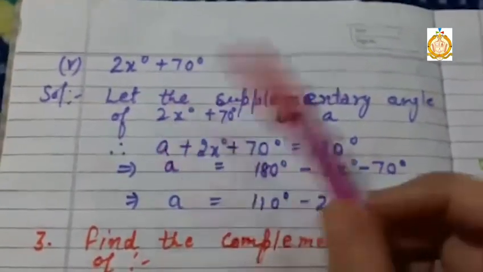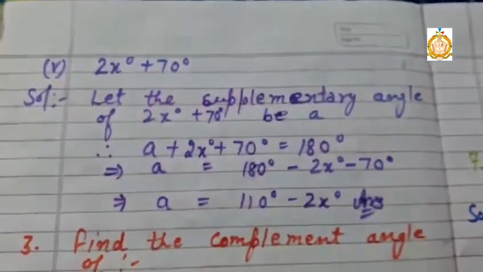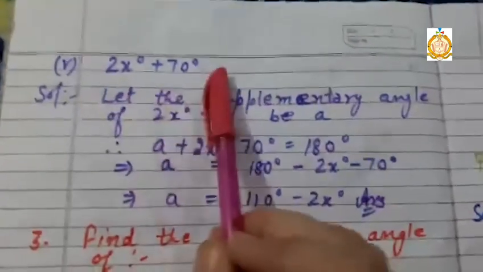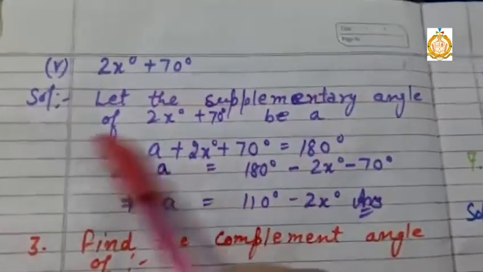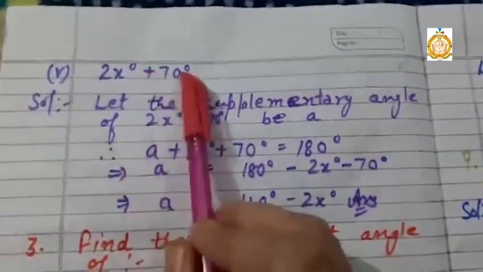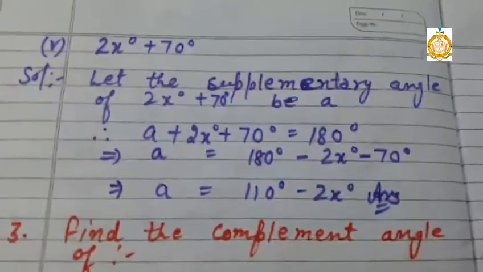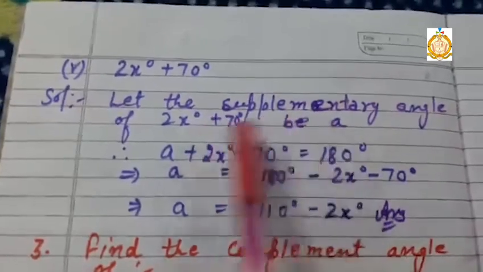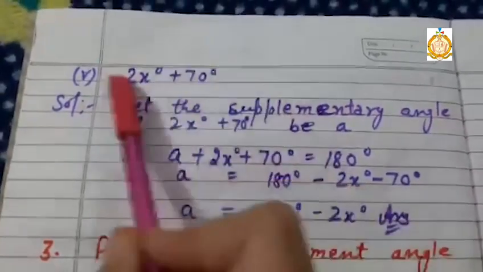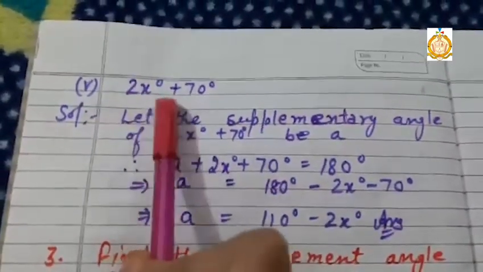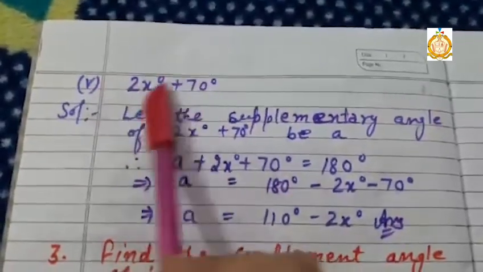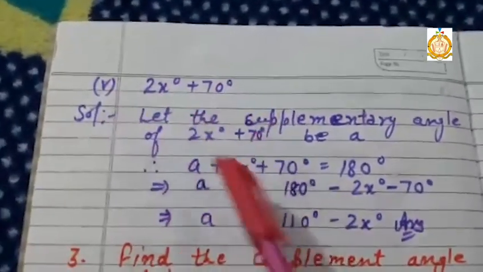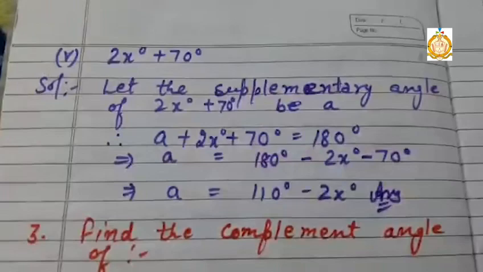Now we have to find the supplementary angle of 2x plus 70 degree. Again, let the supplementary angle of this one be A. Again we are assuming its supplementary angle as another variable other than x, because the sum is given in the x variable. So we have to find the answer again in the x variable form. So we are considering another variable.